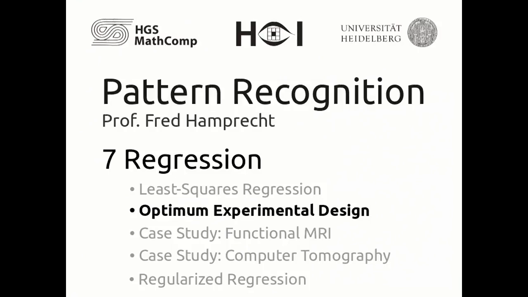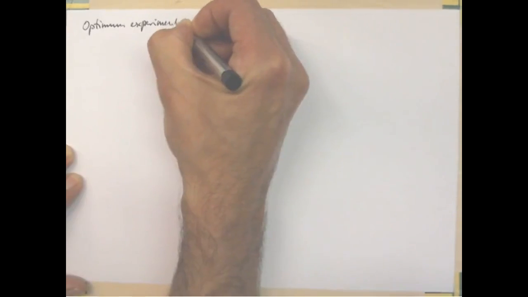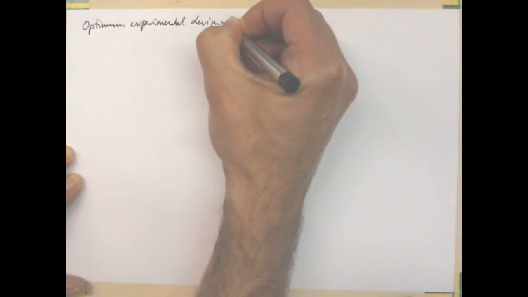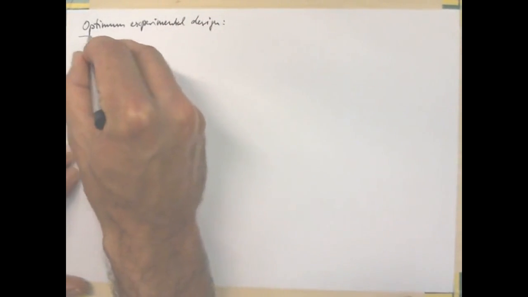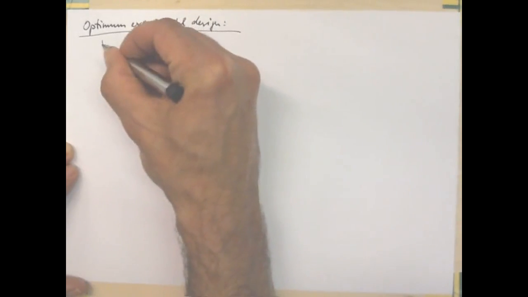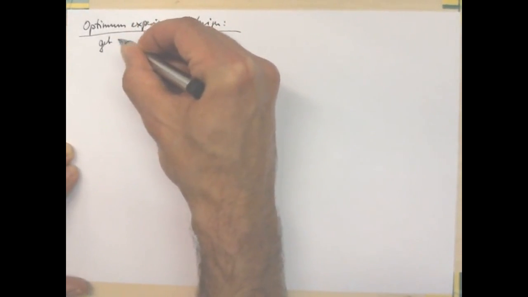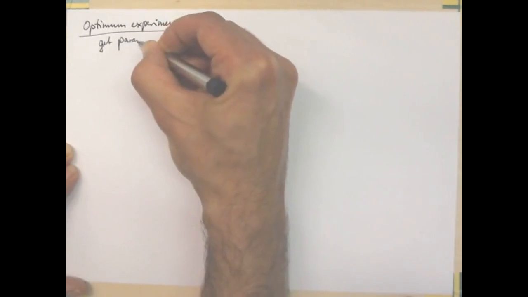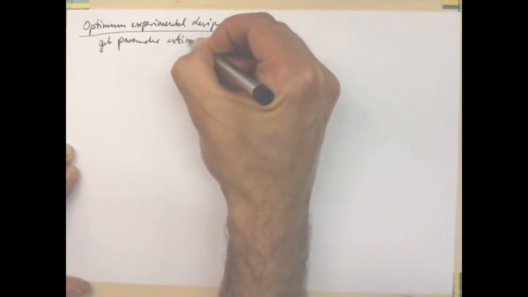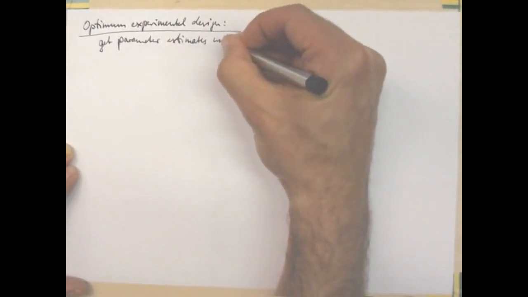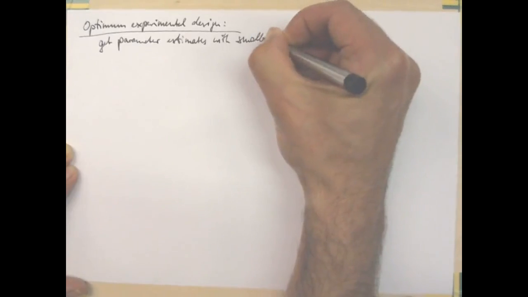So now the aim of a statistical experimental design, or optimum experimental design, is to obtain parameter estimates with the smallest possible uncertainty.